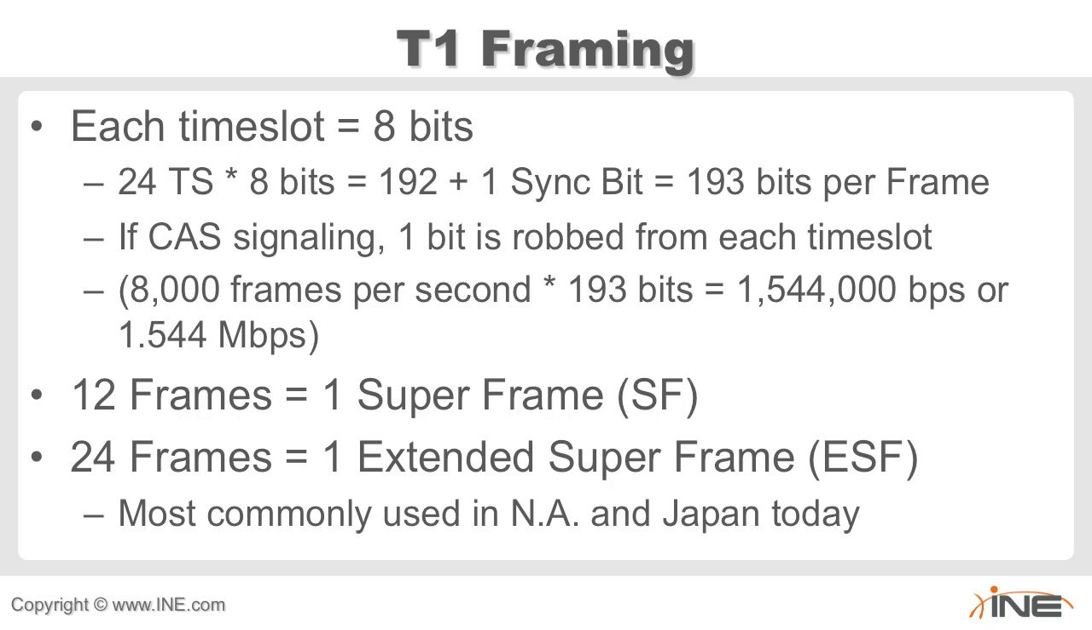Remember, we use line coding and framing regardless of whether we're using CAS or ISDN. Because we have 8,000 frames per second, and each frame is 193 bits, multiplication gives us 1.544 megabits, or 1,544,000 bits per second. Now, if we group 12 frames together, we call this a superframe or SF, and this is the old way of doing things. We don't do this anymore. The new way, we group 24 frames together, and we call this an extended superframe or ESF. And this is what's commonly used today.